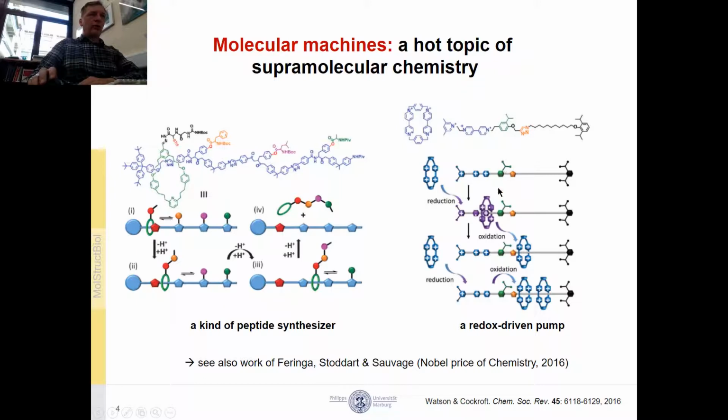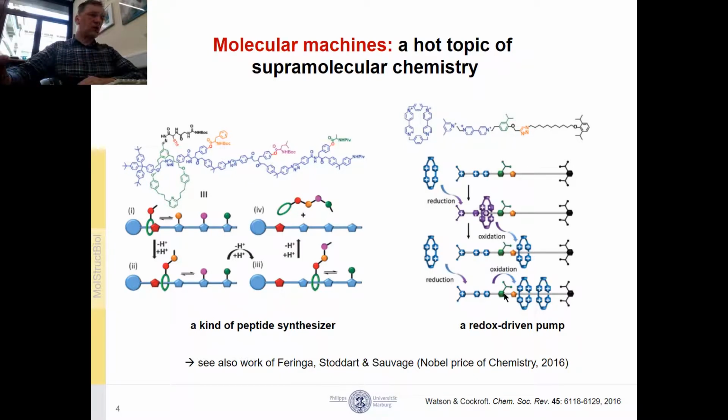Here there's actually a block, so this rotaxane is not moving on. When you oxidize it positively, there's electric repulsion between the rotaxane and the linear template, driving it unidirectionally forward. You could call it a redox-driven pump, at least a chemical analog of this.